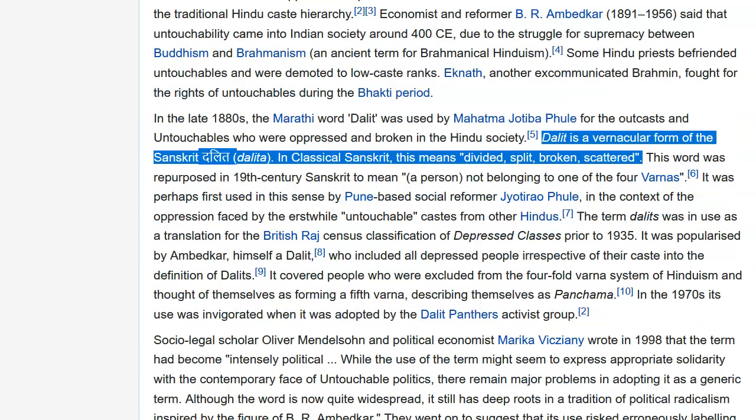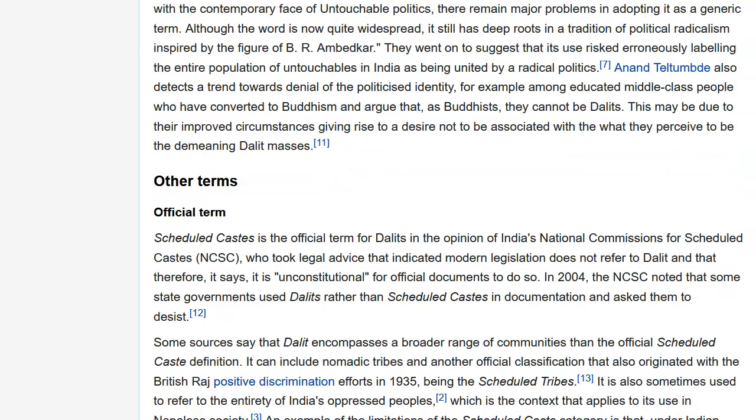This is what they are identified as over there in India, as a scattered people. Let me see here.